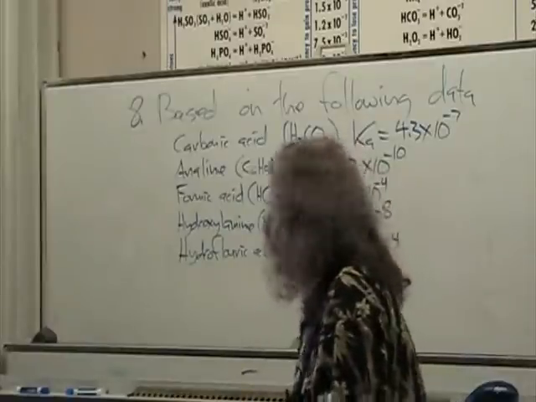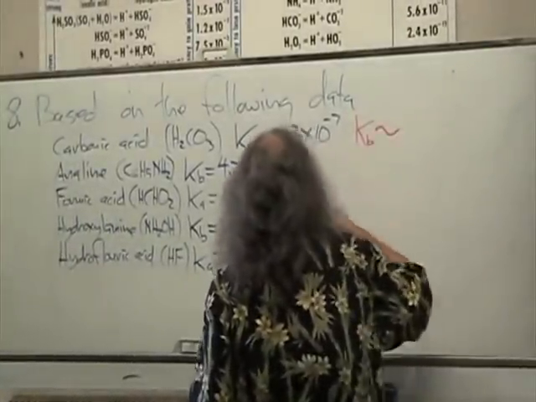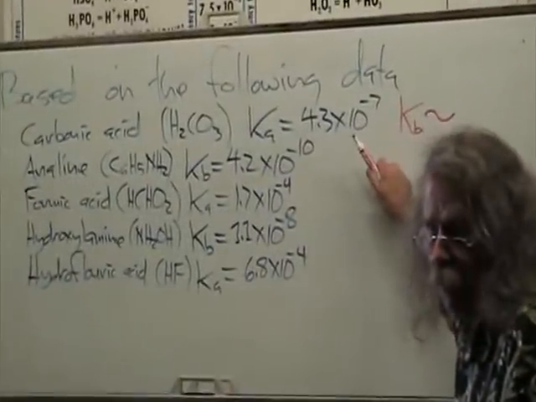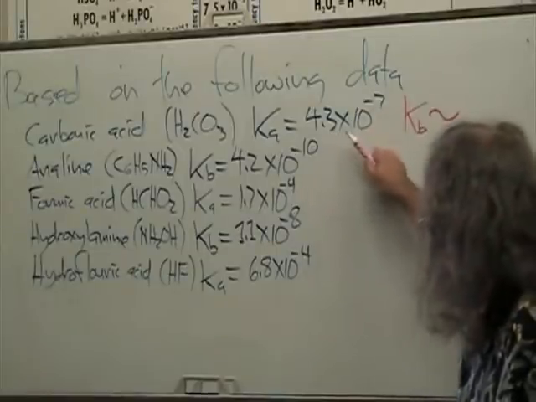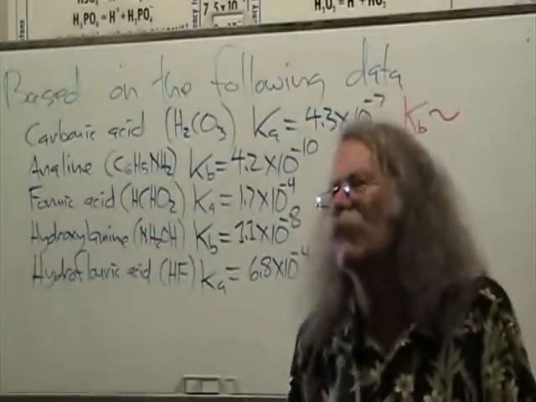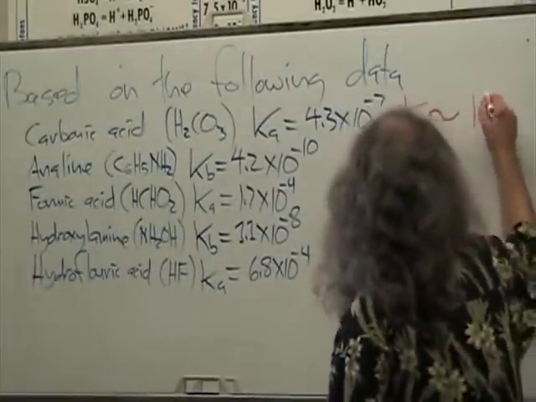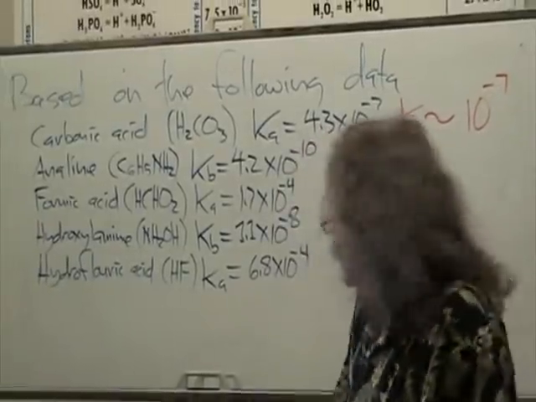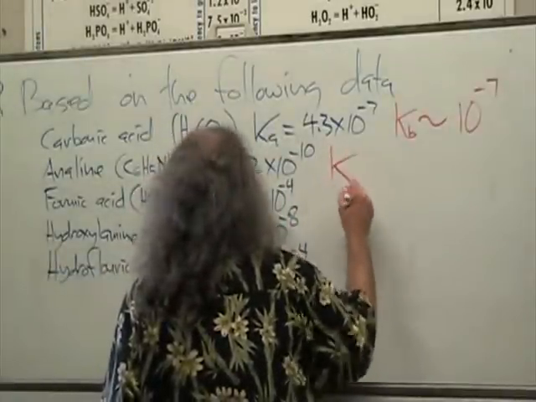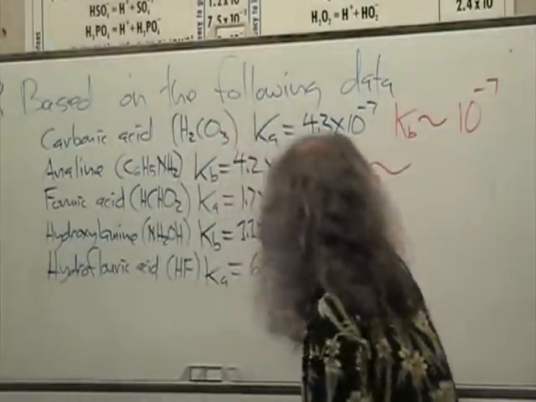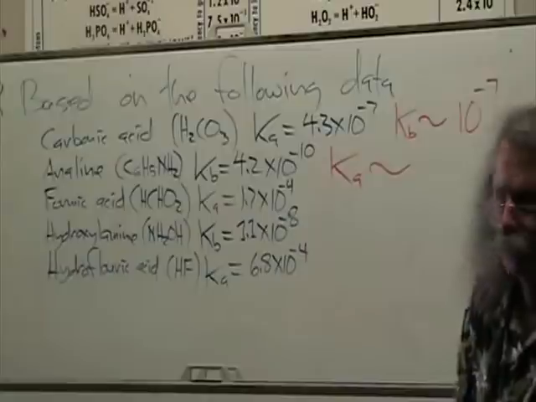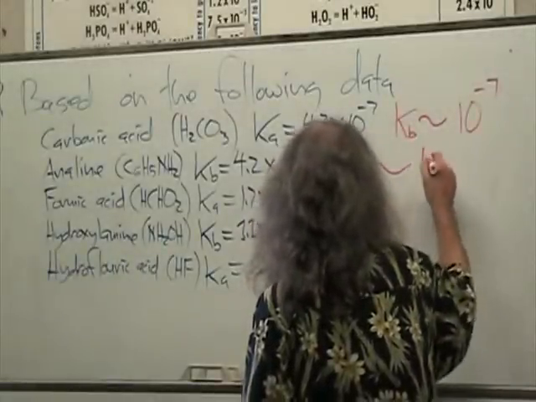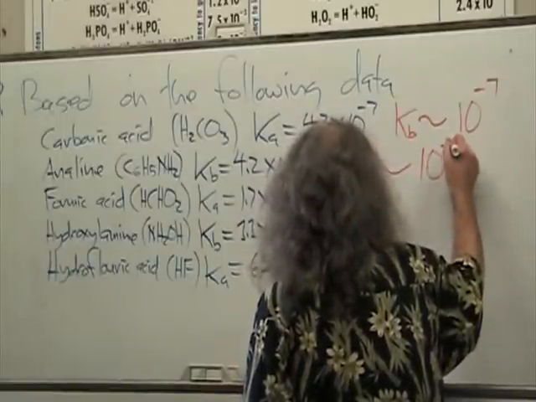Before I start, I'm going to find KB here. It's going to be 10 to the minus 14 divided by this one, 4.3 times 10 to the minus 7. What's 10 to the minus 14 divided by 10 to the minus 7? 10 to the minus 7. It's around 10 to the minus 7. Now this one, KA is around equal to 10 to the minus 14 divided by 10 to the minus 10, which is 10 to the minus 4.